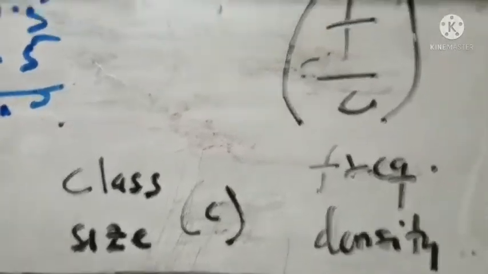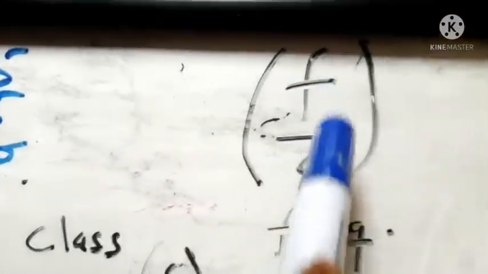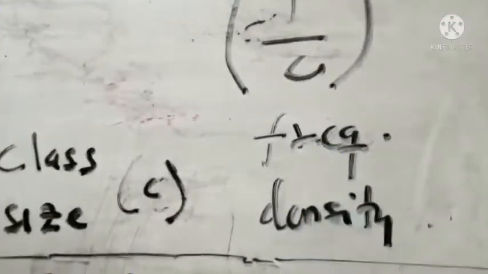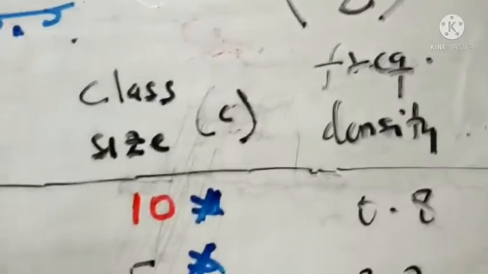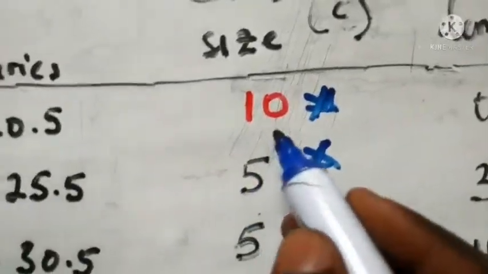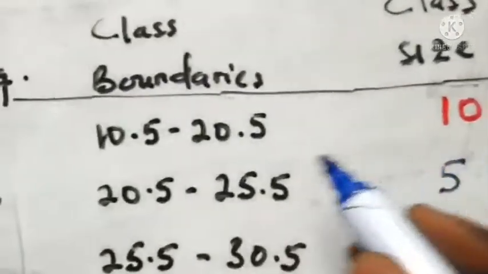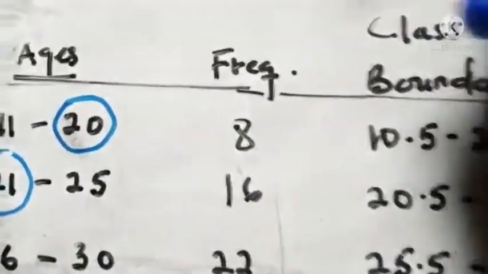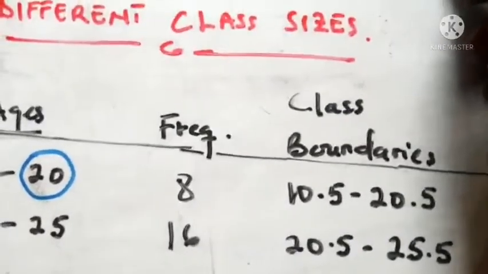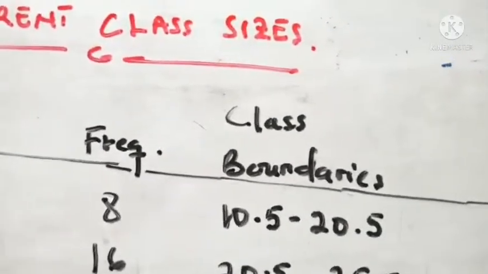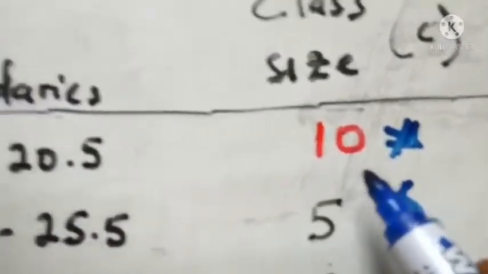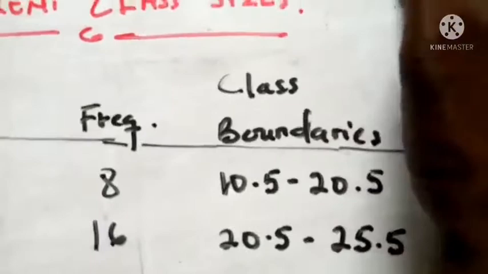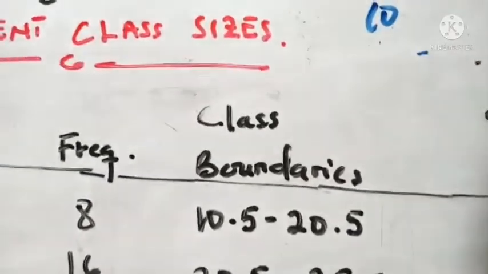Now how do you get the frequency density? That is the tool that you have to use, F divided by C, to get the frequency density. F divided by C means line by line. So here for the first one, you're having a frequency of 8, right? So the first part will be 8 divided by the class size. The class size here is 10, right? The class size on that line is 10. So that will give me 0.8.